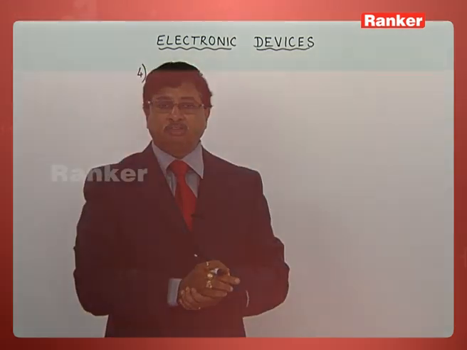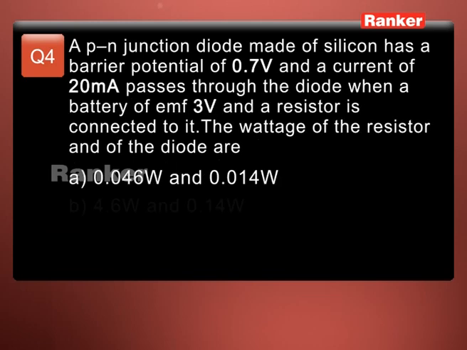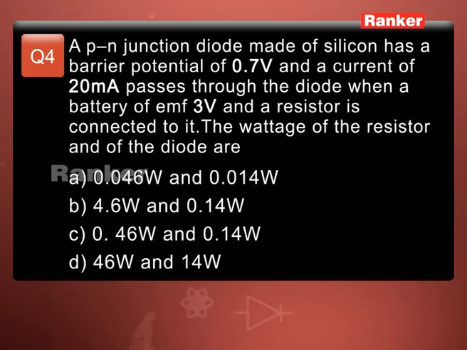Check the next one, that is the 4th problem. A PN junction diode made of silicon has a barrier potential of 0.7 volt, and a current of 20 milliampere passes through the diode when a battery of EMF 3 volt and a resistor are connected to it. A resistor is connected, and a battery is also connected. The battery's potential difference has been given as 3 volt, and the barrier potential has been given as 0.7 volt.